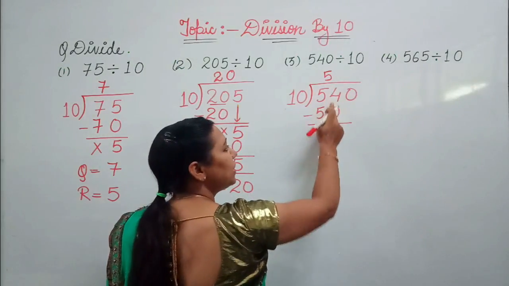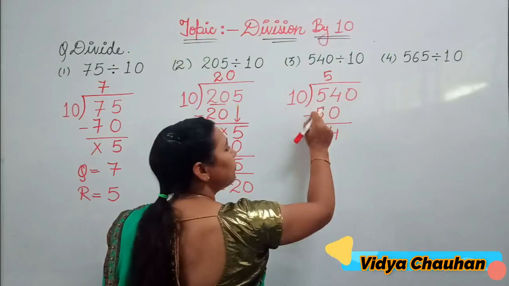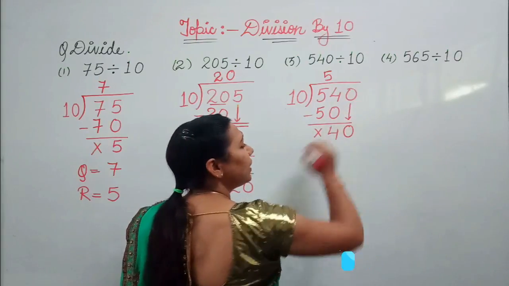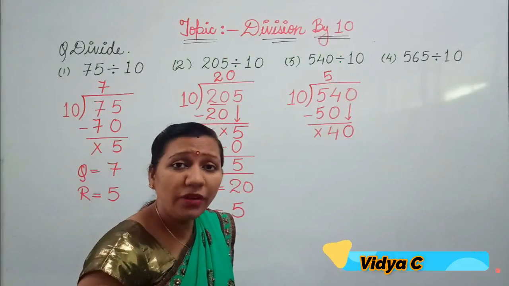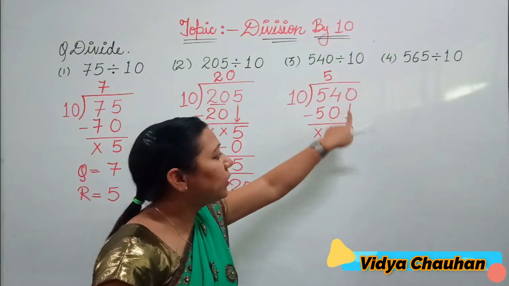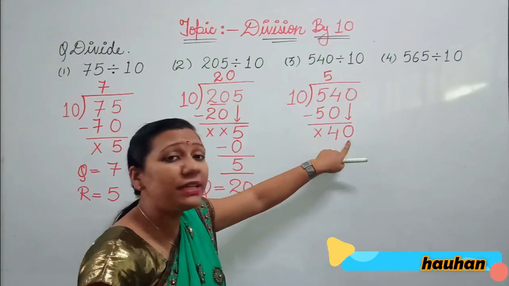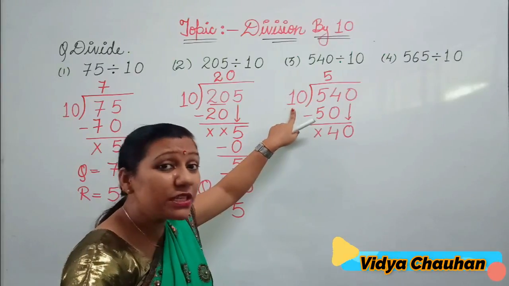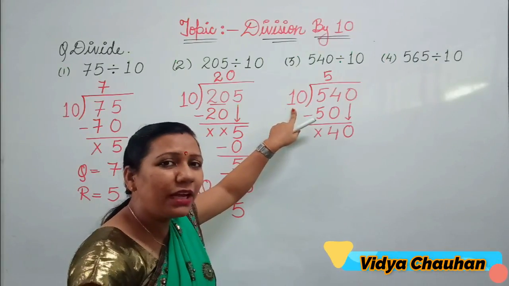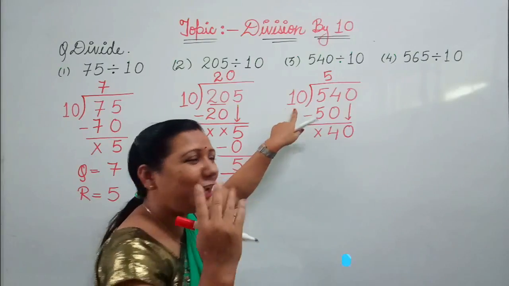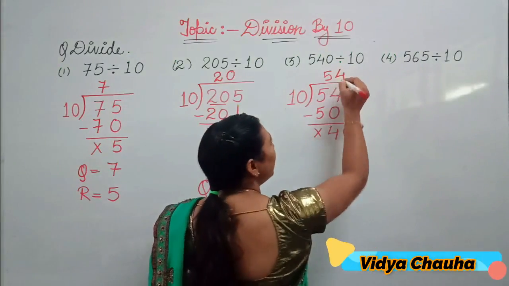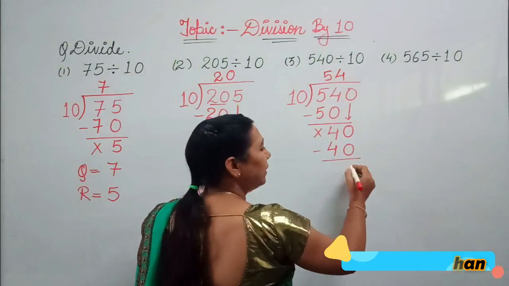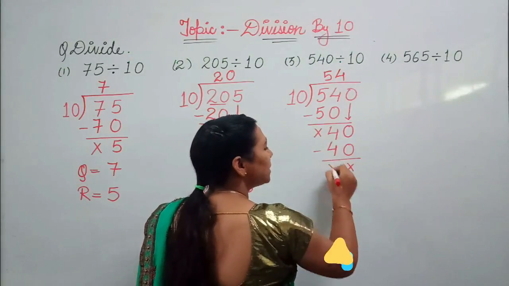It's time to do the subtraction. 4 minus 0 is 4, 5 minus 5 is 0. Let's bring down the next digit because we have one new digit in our dividend, that is 0. So I bring down the 0 here. Now 4 and 0 become 40. Let's read the table of 10. Can you just tell me how many times I get 40? 4 times. So 10 multiplied by 4 will give 40. Subtracting here, 0 minus 0, 0, 4 minus 4, 0.